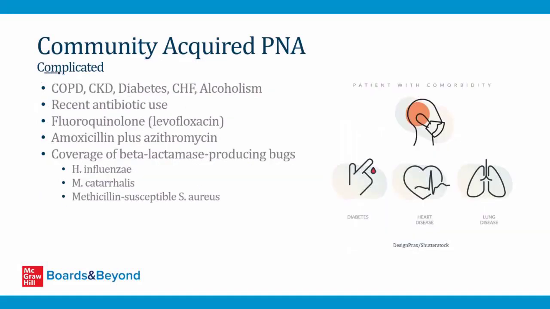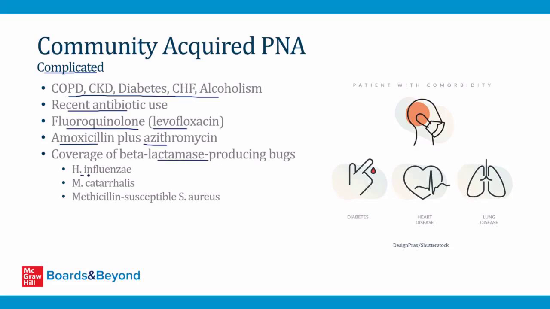Contrast that with complicated community-acquired pneumonia. So this occurs in patients who have any of these comorbidities listed right here, or among patients who have recent antibiotic use. In these cases, there's a higher likelihood of bad bacteria that are resistant to antibiotics. So some of the antibiotics we use include fluoroquinolones like levofloxacin. Sometimes we use amoxicillin plus azithromycin. And the idea here is to cover beta-lactamase producing bugs.